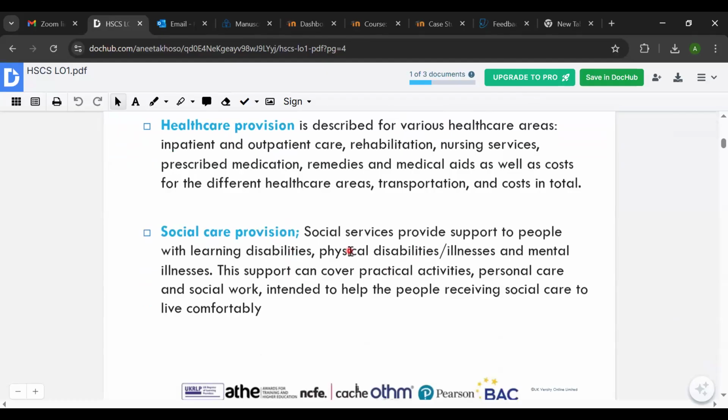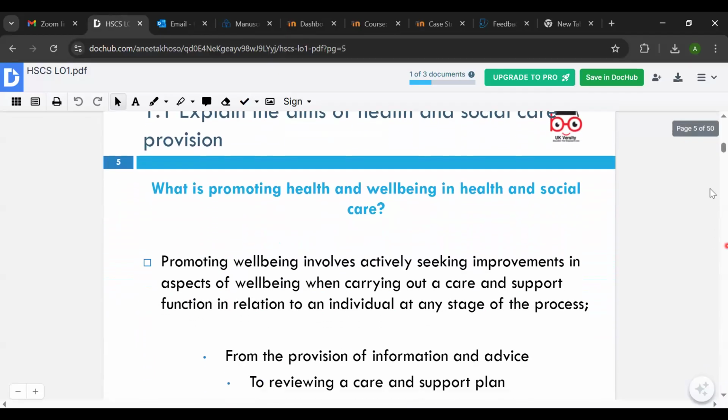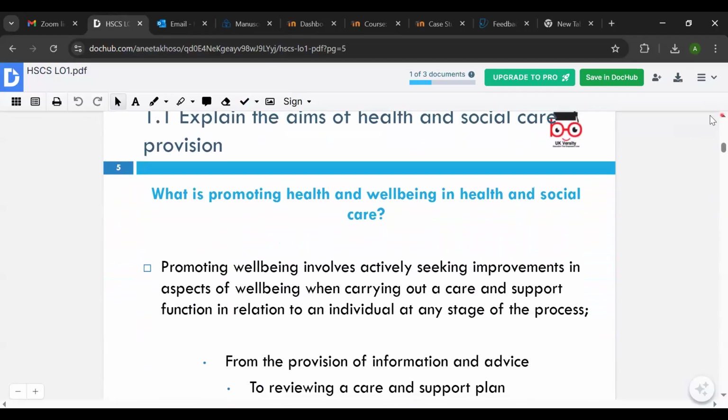Social care provision. Social services provide support to people with learning disabilities, physical disabilities, illnesses, and mental health illnesses. This support can cover practical activities, personal care, and social work. These are intended to help the people receiving social care to live a comfortable life. So this is why social care provision is there. Some of it is free and some of it has to be paid for.